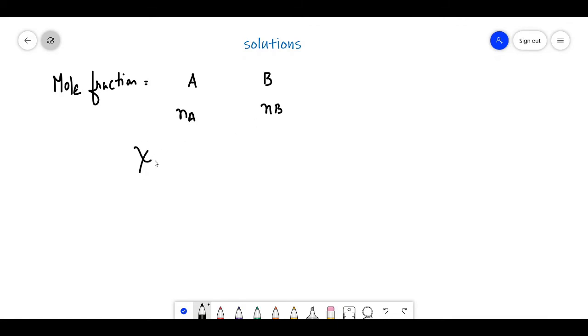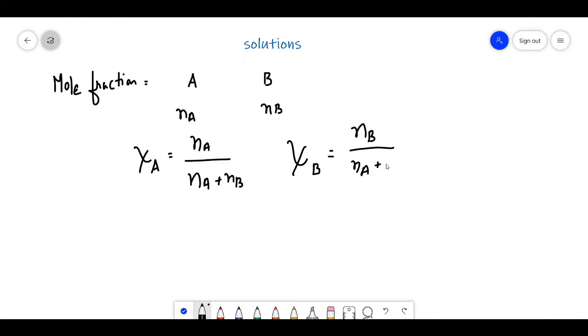If you want to calculate the mole fraction of A, it is equal to the number of moles of A by the number of moles of A plus the number of moles of B. In the same way, the mole fraction of B is the number of moles of B by the number of moles of A plus the number of moles of B. So this is how we calculate mole fraction.